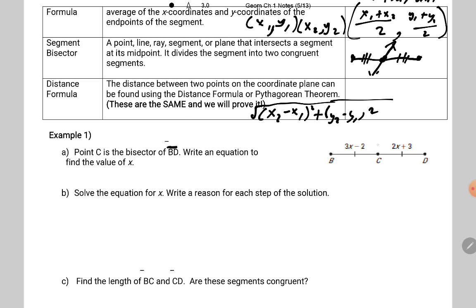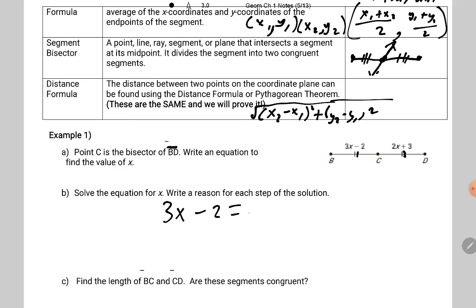So we know that point C is the midpoint because it's the bisector. Bisector means, so bi means 2. Sector means like sections. So parts, so biparts, so 2 parts, so 2 equal parts. So just to let you know, this 1 tick mark does not mean the middle. It just means that this is congruent to this. Okay. So if the segments are congruent, that means their distances, or lengths, are equal.